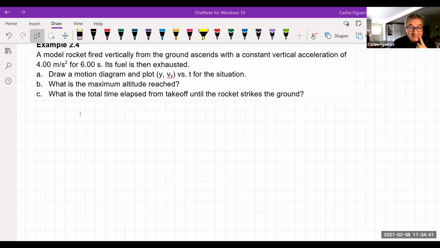So let's look at this here. Draw motion and then plot y versus vy. And then let's see, how do I set this up here? So let's look at this thing here. So the first thing I want to do is that for 6 seconds, it's being accelerated. After 6 seconds, there's no more thrust from the rocket, so now it's in free fall.